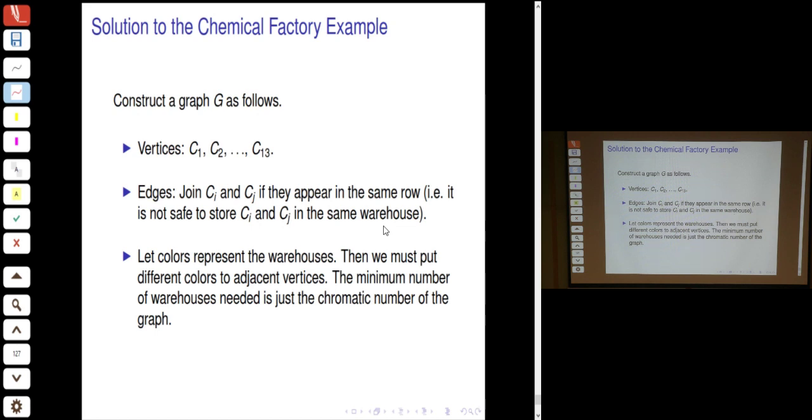the minimum number of warehouses is therefore the minimum number. So, the number of warehouses is the number of colors in order to do this proper vertex coloring, and the minimum number of warehouses so that you can store these chemicals satisfying these constraints is therefore the minimum number of colors you need to do a proper vertex coloring of this graph. So, in other words, the minimum number of warehouses needed is just the chromatic number of the graph. Okay?